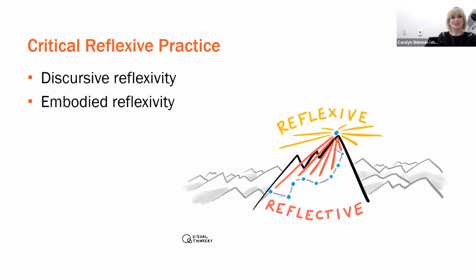Oftentimes when we discuss critical reflexive practice, we're actually only talking about one part of the equation, and that's something called discursive reflexivity. Really, that is just the examination of language and symbolism in relation to systems of power and oppression. And there is another component, though, that we don't necessarily talk about as much, and that's equally important when it comes to patient and public engagement, and that is embodied reflexivity, which we're going to dig into in a second.